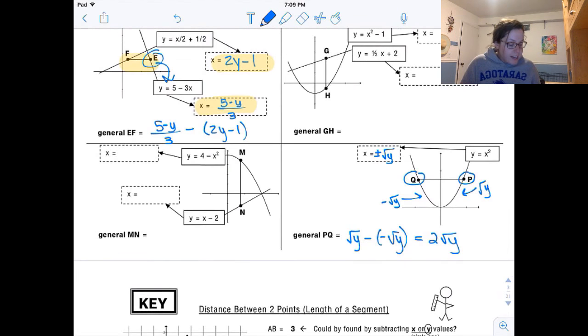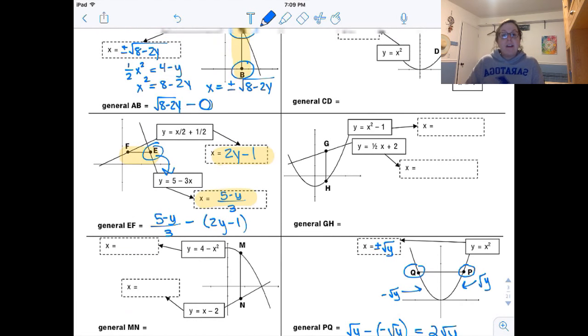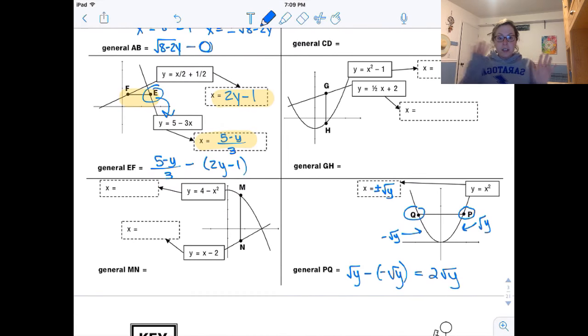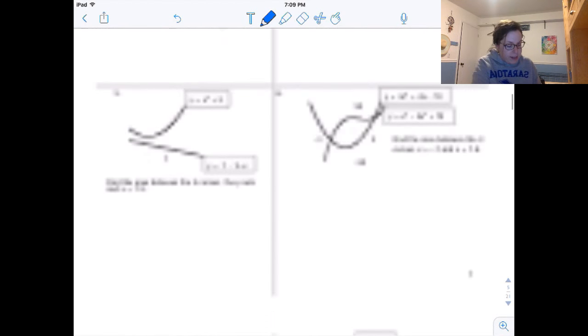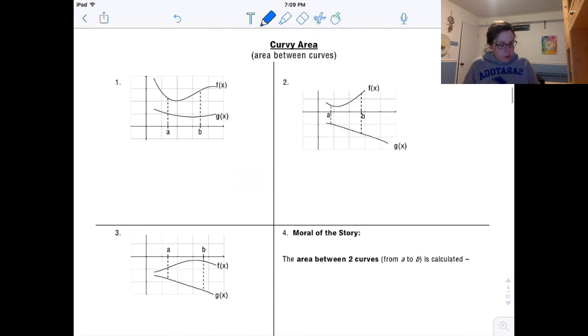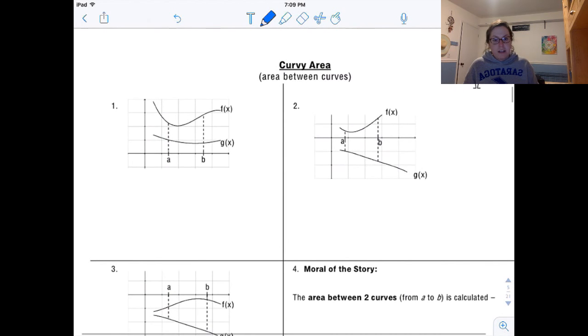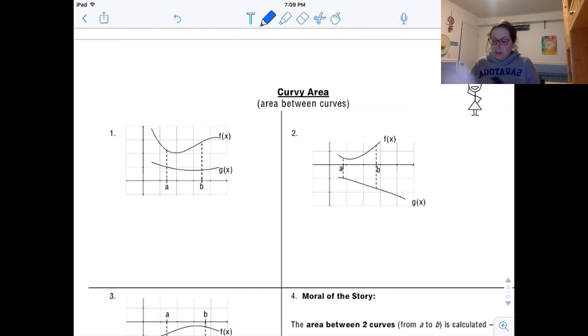Okay, so send any questions on that. We haven't actually done any calculus yet. This is just looking at finding distance between two curves, but we're going to get into some calc now. So we're going to start talking about some curvy areas here. Area between two curves. That's the next place I'm going. Again, send questions as you have them, either in the YouTube chat or in the Remind chat. Totally fine. Okay, next part.